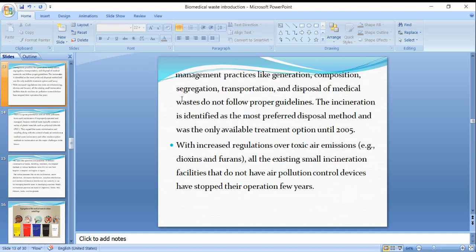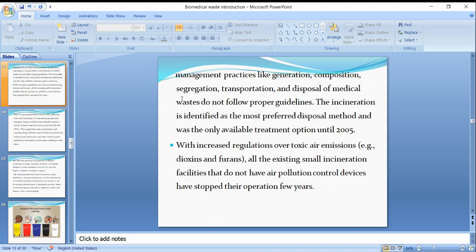The management practices like generation, composition, segregation, transportation, and disposal of medical waste do not follow the proper guidelines. If the management is not correctly followed, problems arise. We have to see how much waste has been generated and its composition, the percentage and quantity. After that, we have to segregate the waste, for example by putting it in different colors of dustbins.